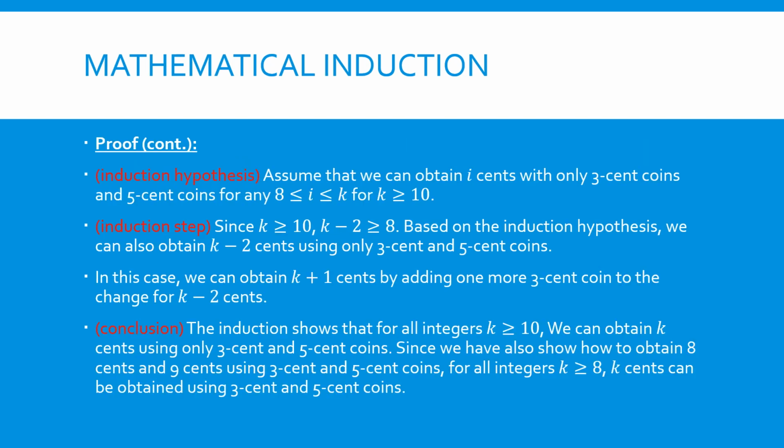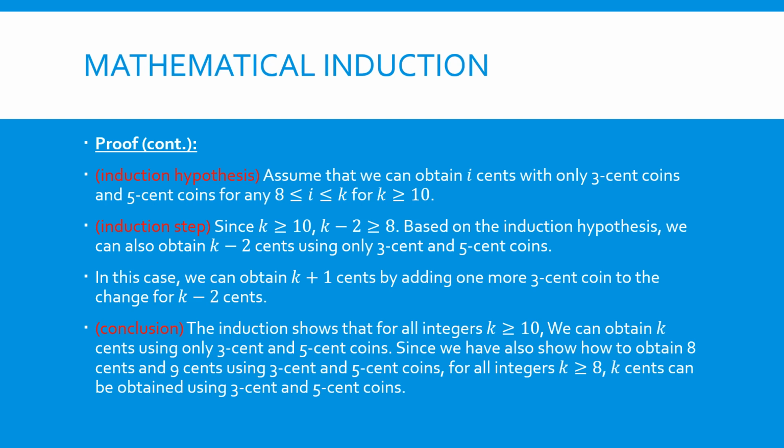For the induction hypothesis, we assume that the proposition is true for all values that go from 8 to k, where k is larger than or equal to 10. Note that since k is larger than or equal to 10, we know k minus 2 is larger than or equal to 8. It makes k minus 2 within the range of our induction hypothesis. Therefore, we can obtain k minus 2 cents with only 3 and 5-cent coins.